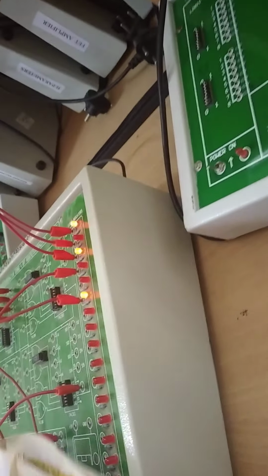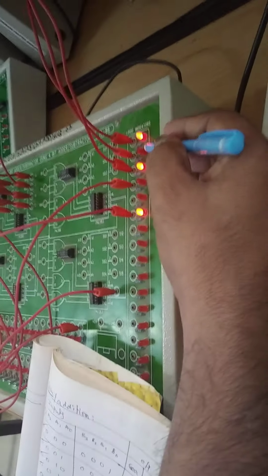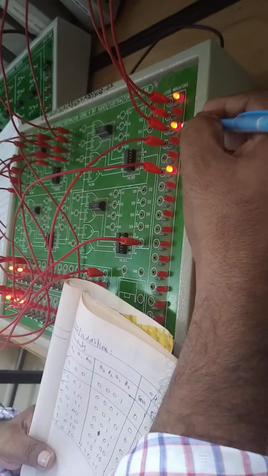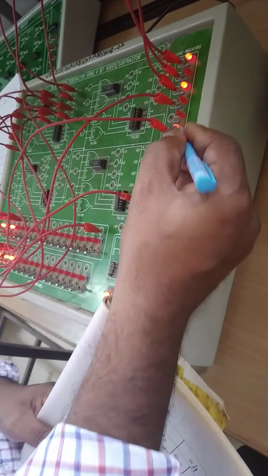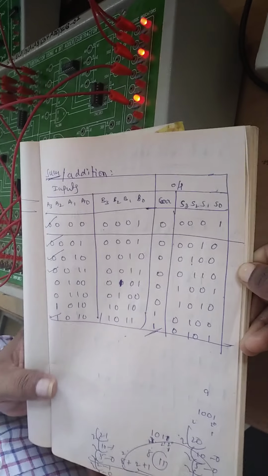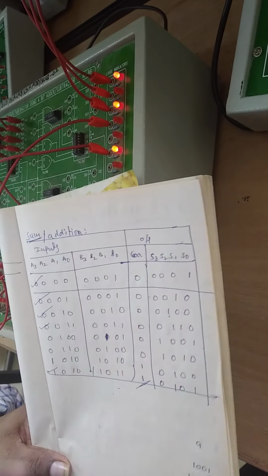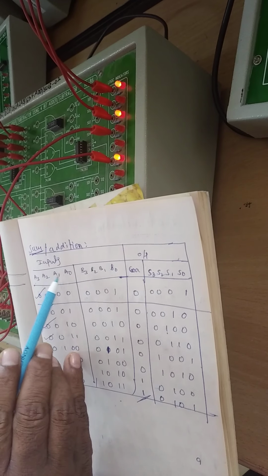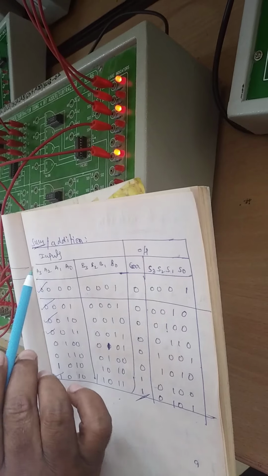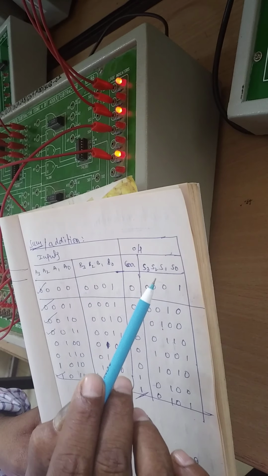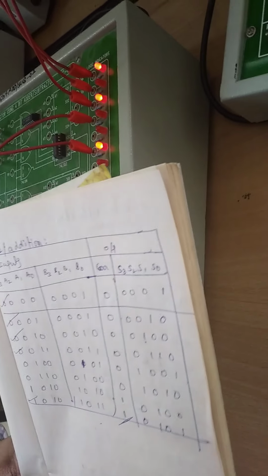Okay, S0 is 1, S1 is 0, S2 is 1, S3 is 0, carry 1. Okay, so this is the adder, a 4-bit adder. 4-bit means A0, A1, A2, A3, 4 bits. Here B also has 4 bits. When these two are combined, automatically you will get the outputs. Okay, this is the adder.